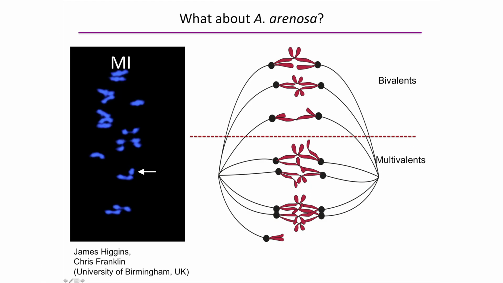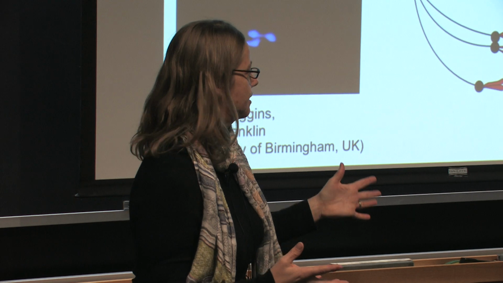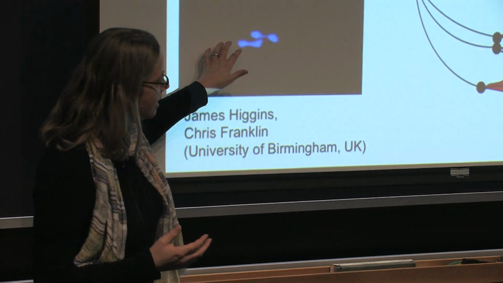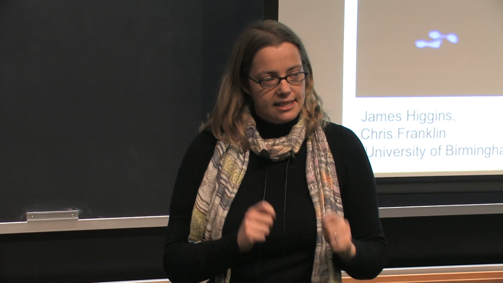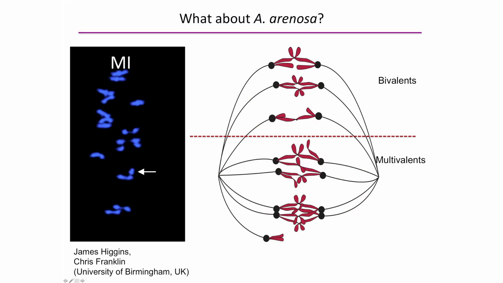When we look at arenosa, so this was actually done by one of our collaborators in the UK, they find 16 blue blobs. The reason that we're looking at blue blobs is because they're stained with a chromosome stain called DAPI that lights up blue when you shine UV light on them. So that's what's happening here. Arenosa has 32 chromosomes. So the fact that we're seeing 16 blue blobs means that they're forming bivalents. They're not doing this down here.